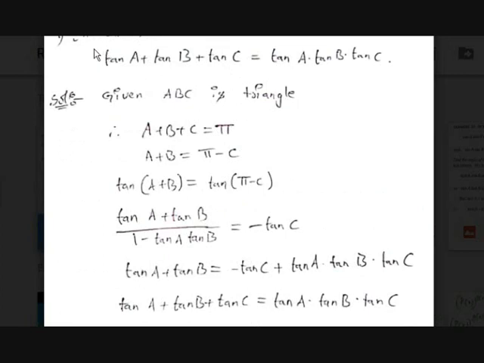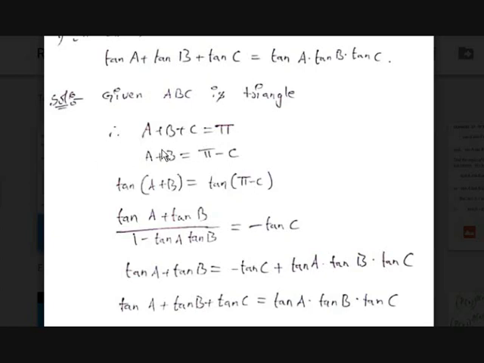Now we should prove that in triangle ABC, tan A plus tan B plus tan C is equal to tan A into tan B into tan C. This is only right in a triangle ABC, or if A plus B plus C is equal to pi. This is also a conditional identity. How can we prove that? Given ABC is a triangle, that means A plus B plus C is equal to 180 degrees. Sum of angles in a triangle is 180 degrees. So A plus B is pi minus C, or 180 minus C.